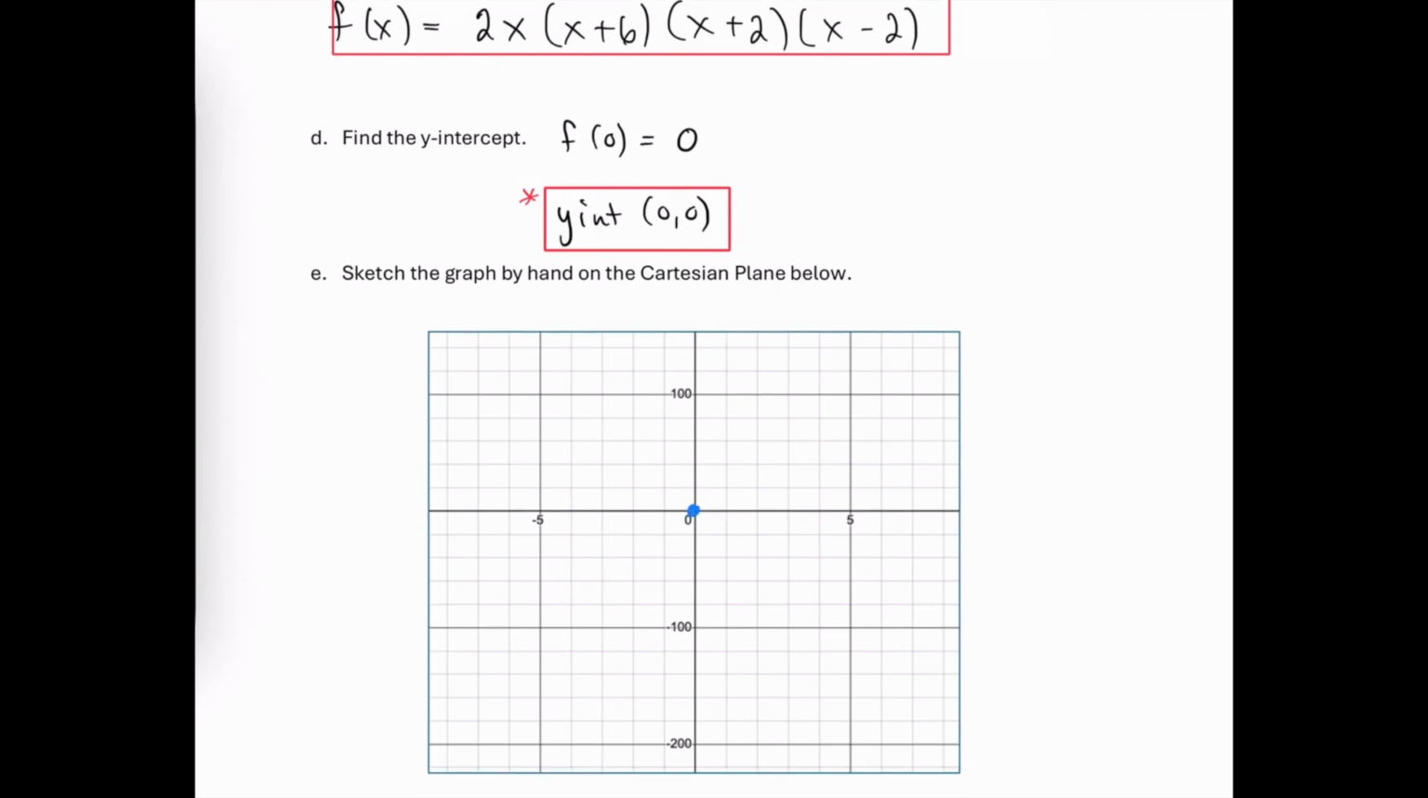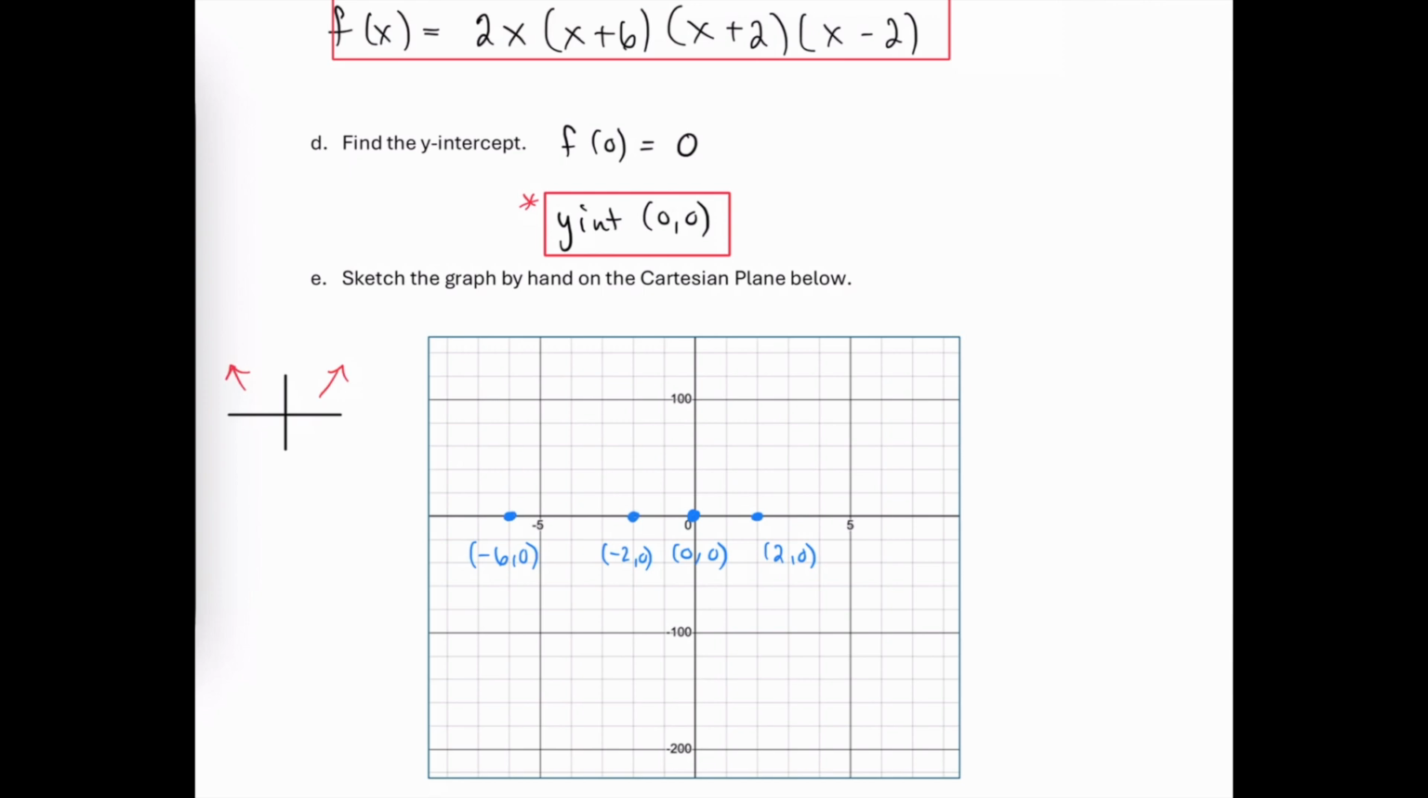Let's start by plotting our x-intercepts. We have (0, 0), (-6, 0), (-2, 0), and (2, 0). From before, we remember that we had an end behavior of up, up. So we'll start up here in the second quadrant. We'll come pretty steeply down and through this first x-intercept.